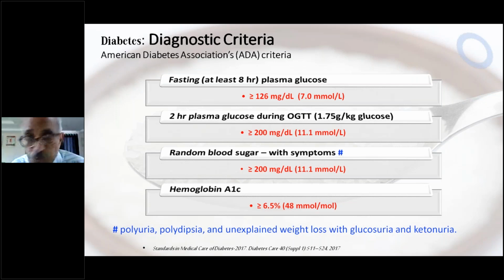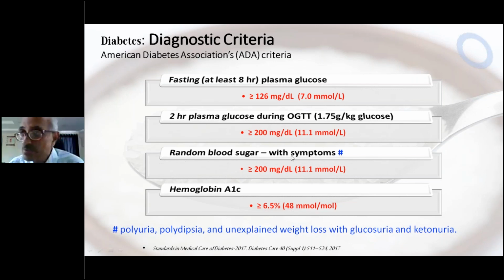Or 2-hour plasma glucose tolerance. OGTT means oral glucose tolerance test. How do you do it? The dosage is 1.75 grams of glucose per kg body weight, mixed with water and the child is made to drink. After that, you test 2 hours later, plasma glucose is measured. If the 2-hour glucose crosses 200 milligrams, that is also diagnostic, or 11.1 millimoles. So fasting 126, post GTT 2 hours 200. These are the most important things to remember.